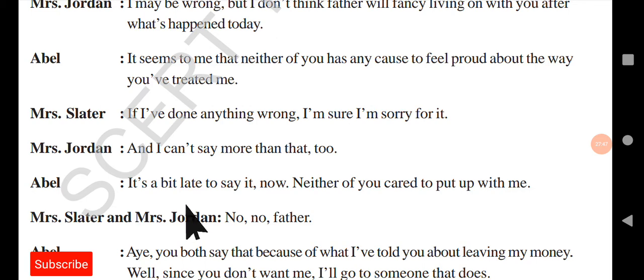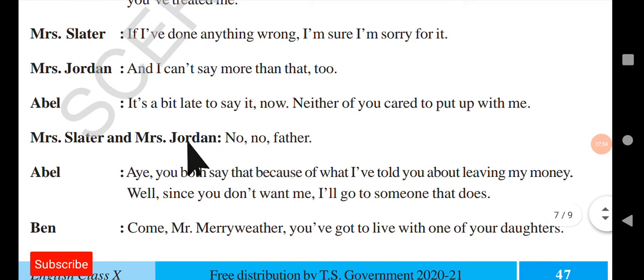Abel: It's a bit late to say now. Neither of you cared to put up with me. Slater and Jordan: No, no, father. Abel: Hey, you both say that because of what I have told you about leaving my money.